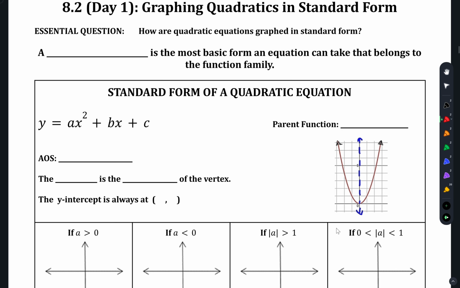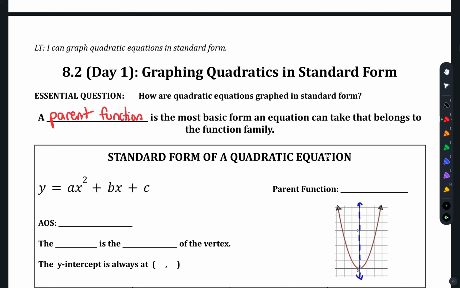The first vocab here is parent function. The parent function is the most basic form that an equation can take that belongs to that function family. So, for example, the most basic equation that we can use to make a line is y equals x. That's going to make a straight line like so.